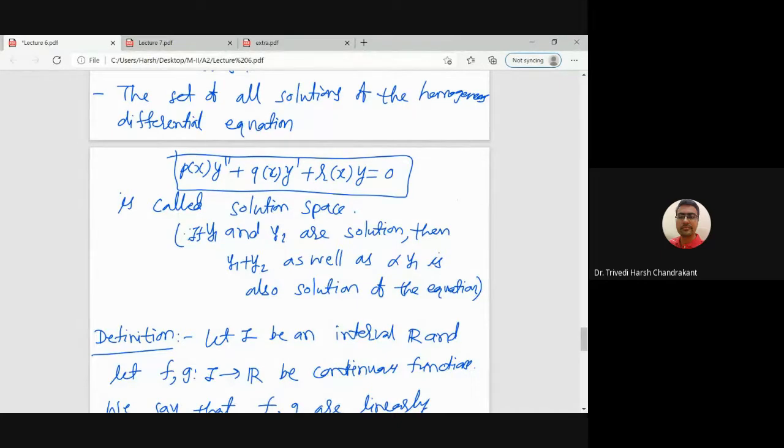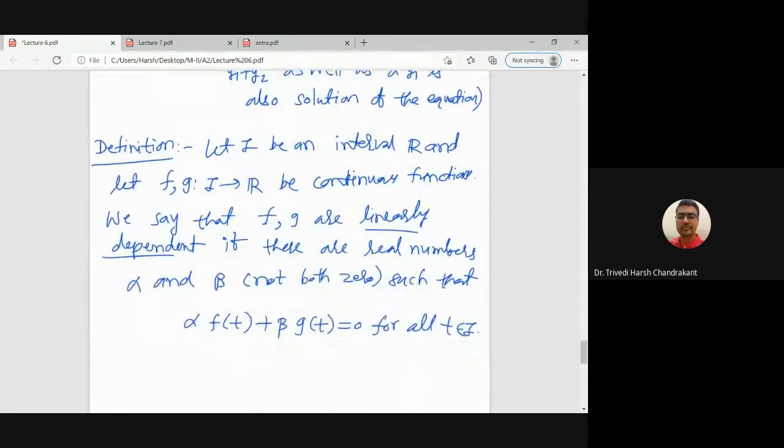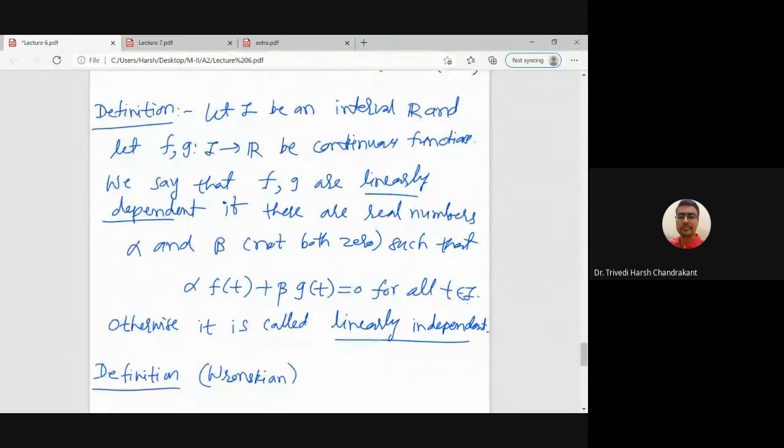That case is similar to the homogeneous linear system of equations. There also the zero vector is a solution. Here also the zero vector is a solution, but here the zero vector means the continuous function which is identically zero. In the same way, for the set of continuous functions, we can define linear dependence and linear independence. The definition we discussed in the previous lecture.